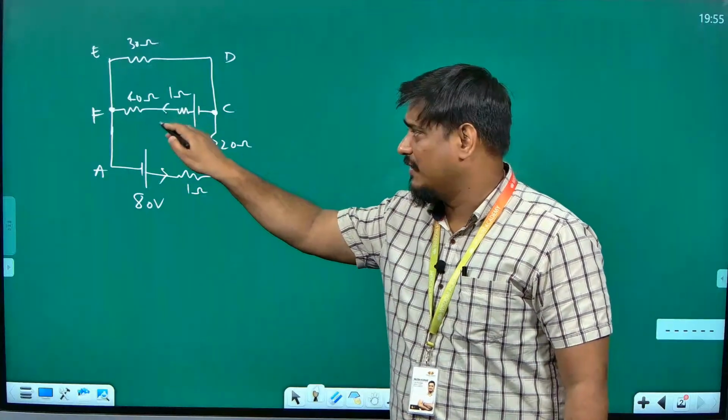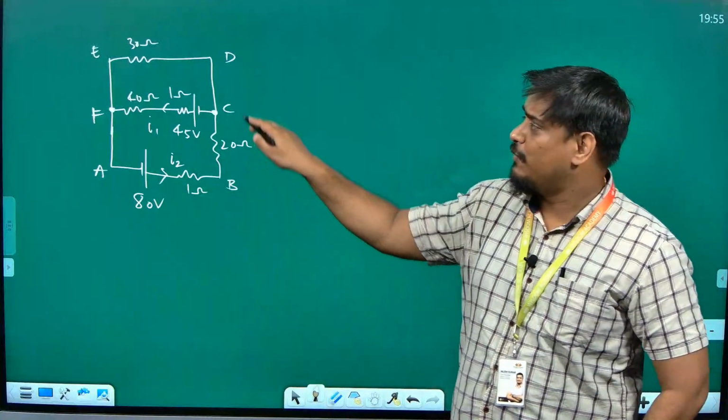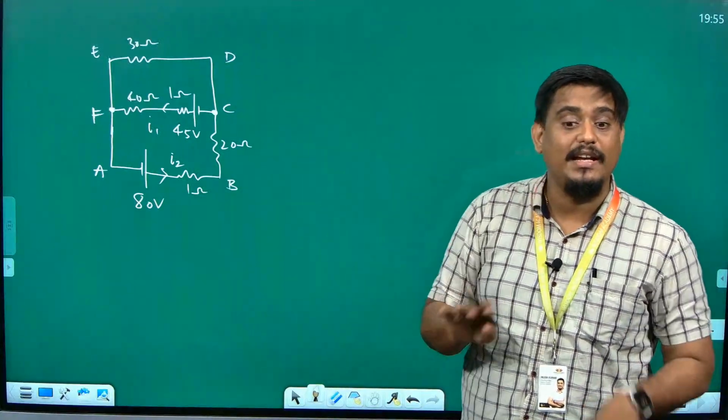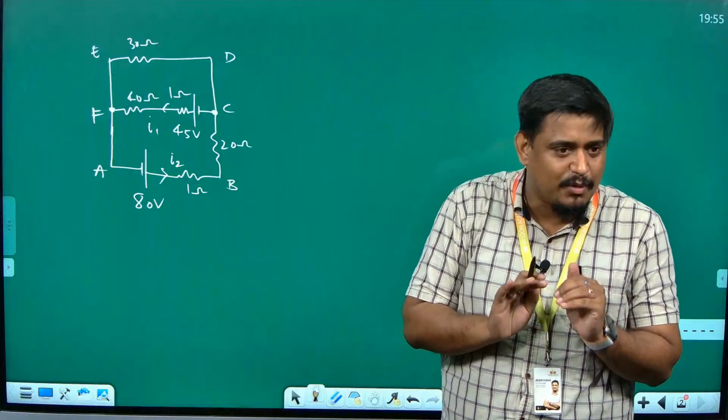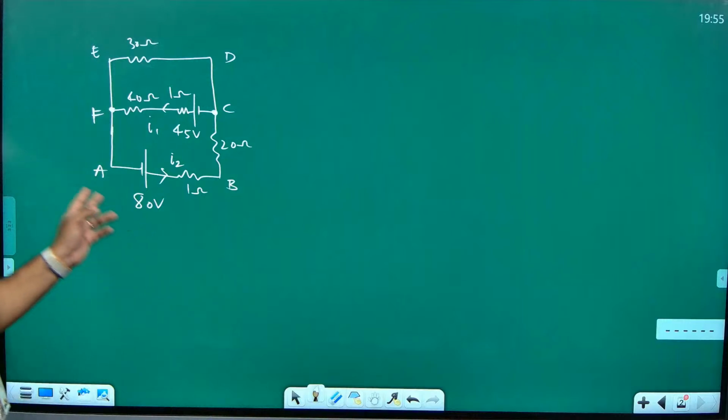I told this as I1, this as I2. So if you take it as I3, you are indirectly increasing the number of unknowns, and so you are getting a junction equation I1 plus I3 is equal to I2.